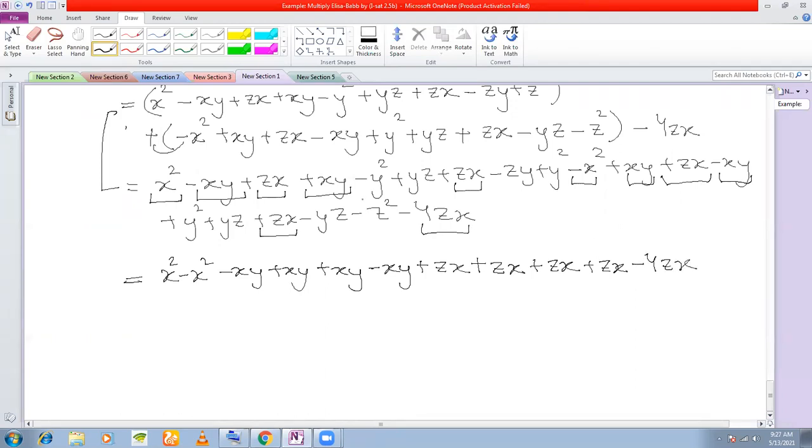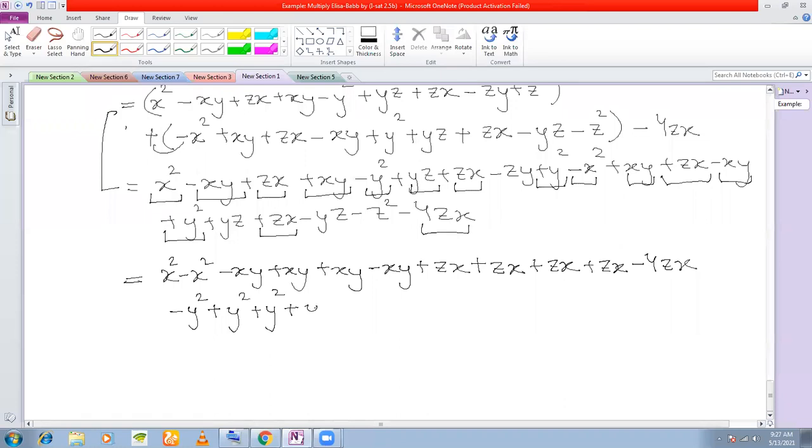Okay, next you have a y square. So minus y square. Any other y square? This y square is here. Any other y square? Yes, there is a y square here. So plus y square. Any other y square? Yes, you have a y square here. Right, y square.